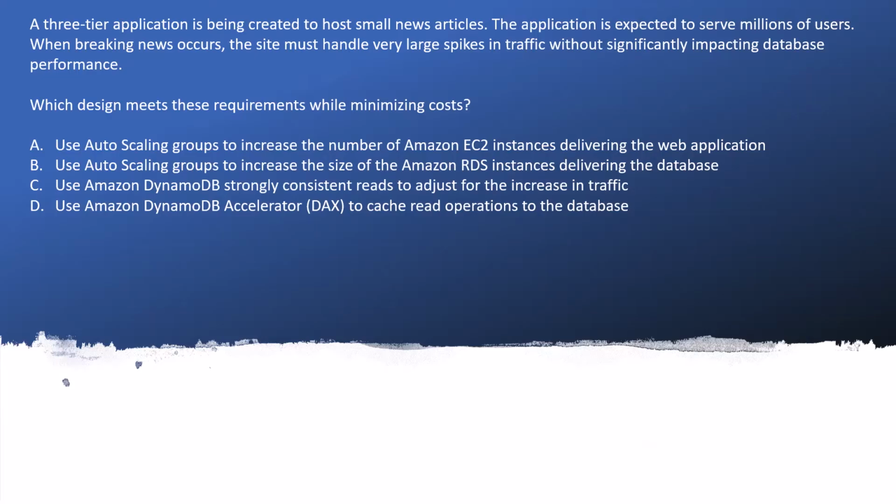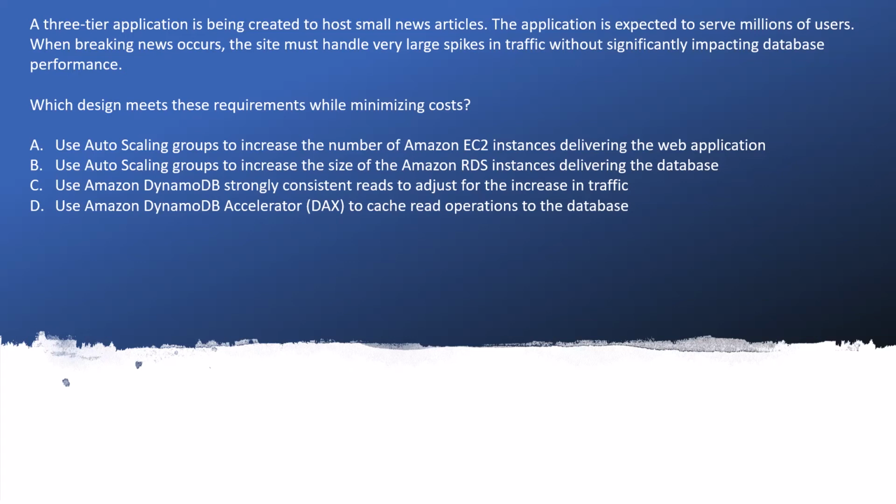Let's jump on the question. A three-tier application is being created to host small news articles. The application is expected to serve millions of users. When breaking news occurs, the site must handle very large spikes in the traffic without significantly impacting database performance.